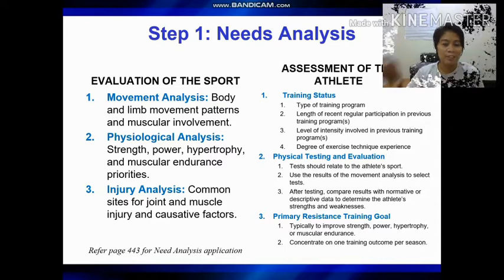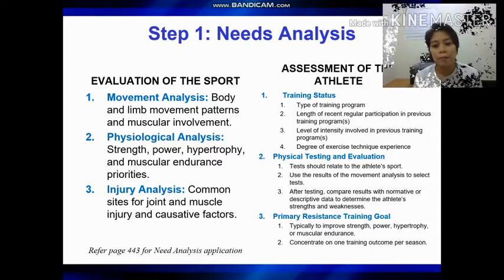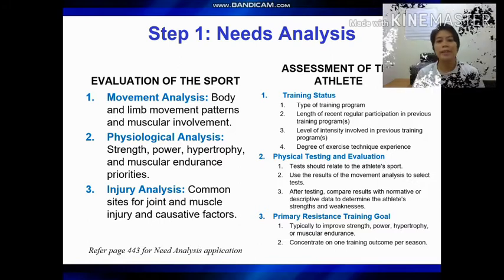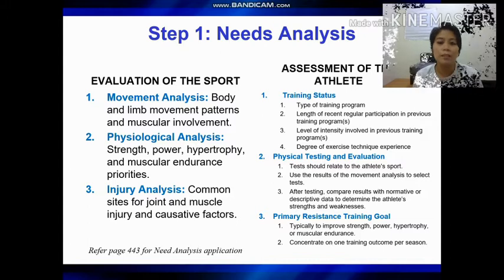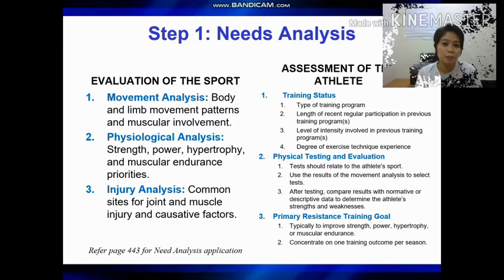From that we can build an effective training program. And the third one is the primary resistance training goal. Then we decide what the priority resistance training goal is that you as the trainer should achieve. So you should concentrate on one training outcome per season. Don't be too ambitious.